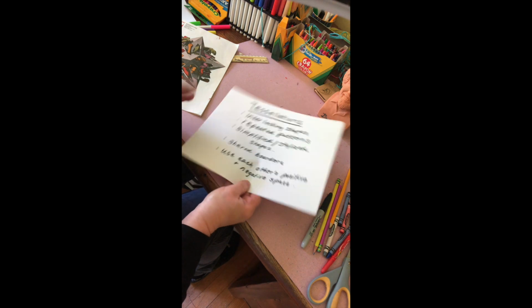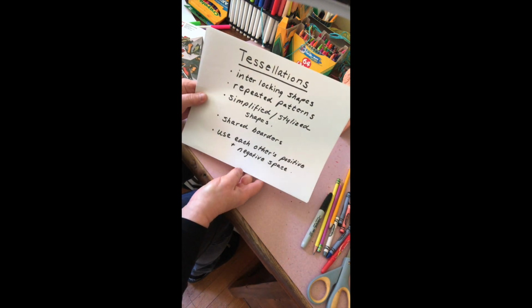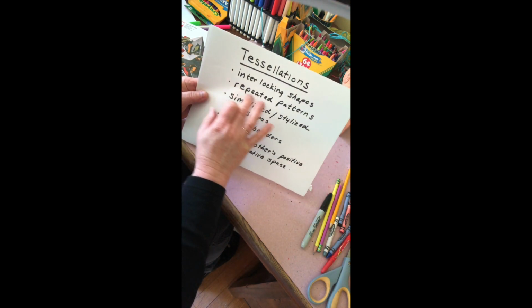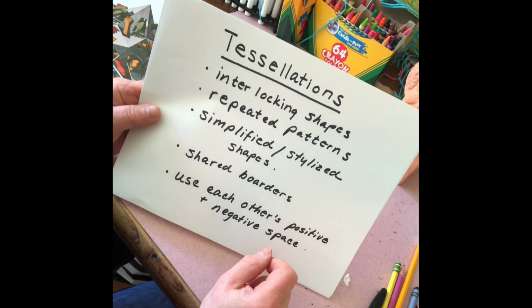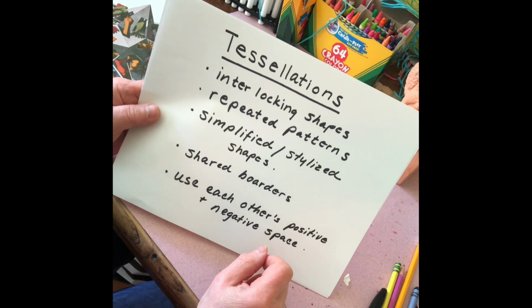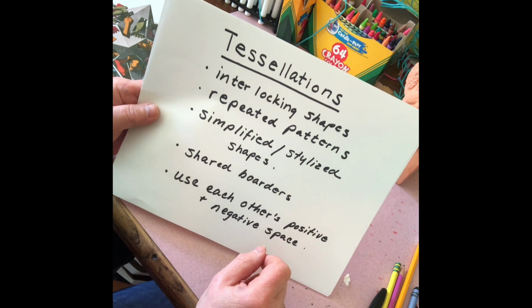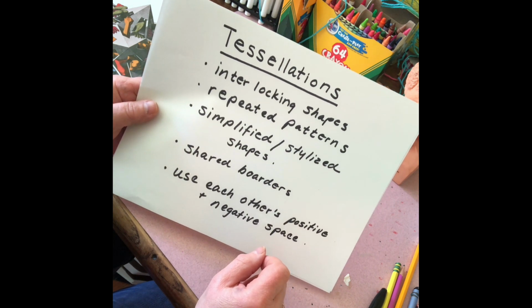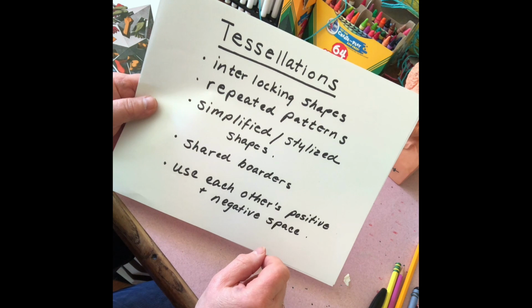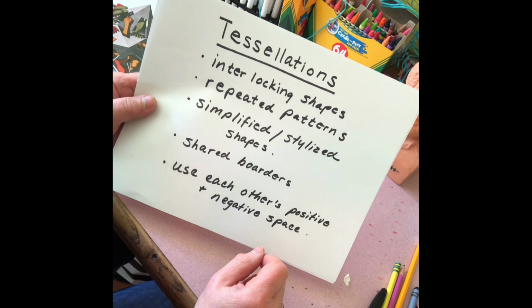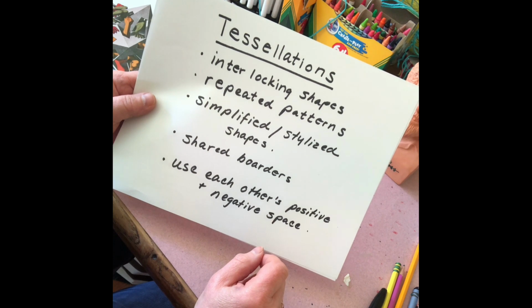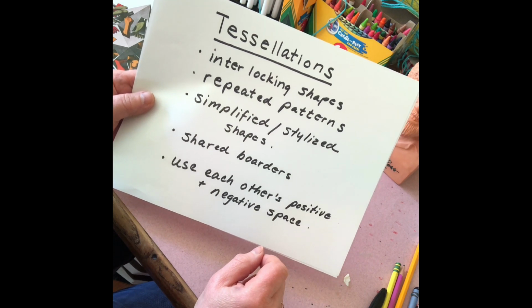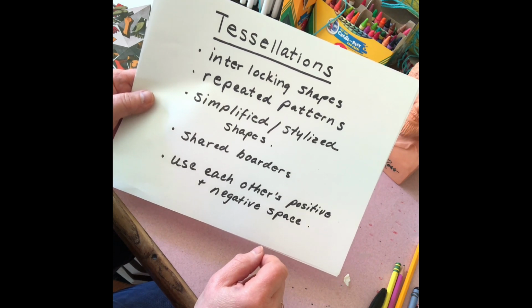Tessellations are interlocking shapes. They have a repeated pattern, often with a strong diagonal. They're simplified, stylized shapes. They use shared borders, and they use each other's positive and negative space in the design. Often when I teach this, I have students think about wallpaper or carpet design.